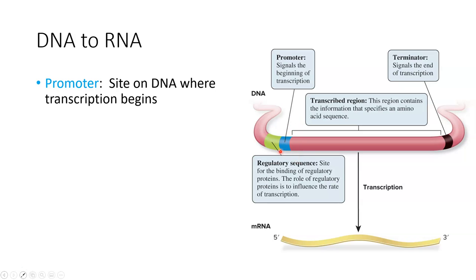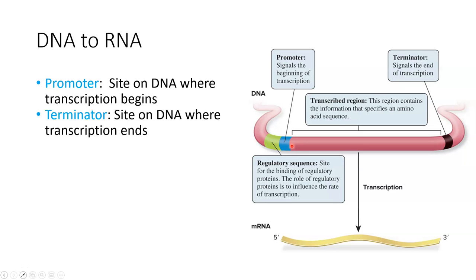Think about a party or an event you've been to on campus. You've heard of maybe a party promoter. They're going to say, hey, Friday night, this is where you want to be. So a promoter on DNA does the same thing. It shows you where we are starting. A terminator is the end. Seen the movie The Terminator? You've heard of the word terminate or termination from a job or something. This is where we're stopping our code, or stopping the transcription of our code.